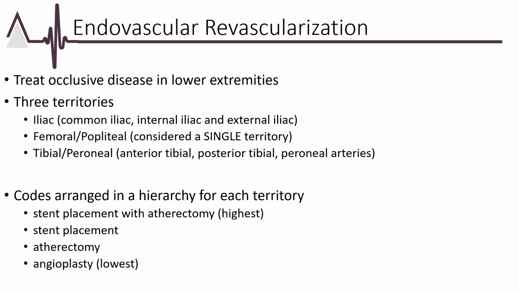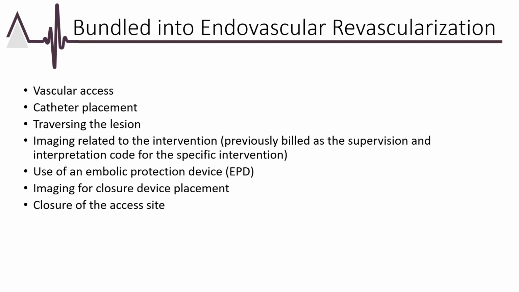Endovascular revascularization can be performed open or percutaneously to treat occlusive diseases in the lower extremities. There are 4 treatments that can be performed as indicated on the slide. Treatments may be done in 3 different vascular territories listed below. Guidelines are extensive regarding the different territories and how to apply the CPTs and the associated add-on codes. According to the guidelines for endovascular revascularization, there are many services bundled into the service performance. Please see those listed on this slide.